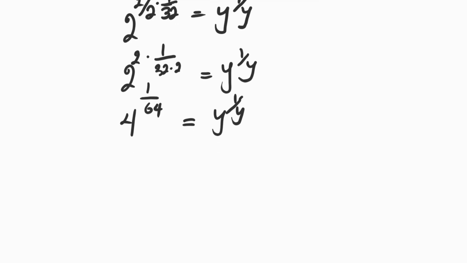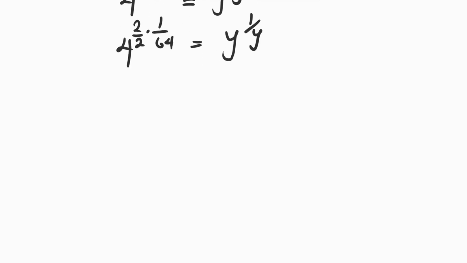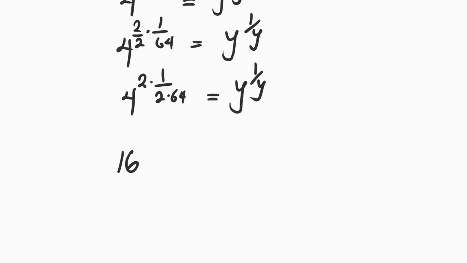This is still not looking like what we have on the right hand side, so we carry on. So we have 2 over 2 to the power 1 over 64 equals y to the power 1 over y, and this also becomes 4 raised to the power 2 times 1 over 2 times 64 to the power 1 over y. 4 squared is 16, and 1 over 128 equals y to the power 1 over y.